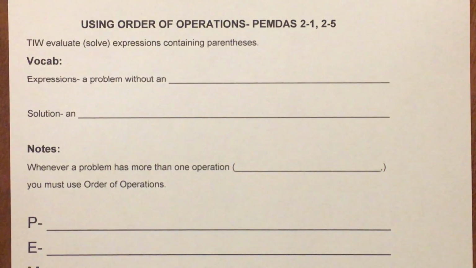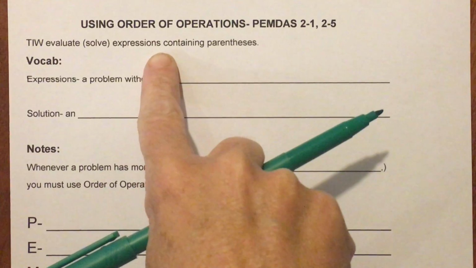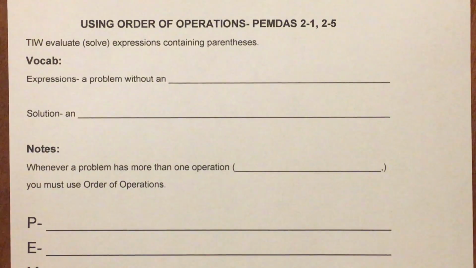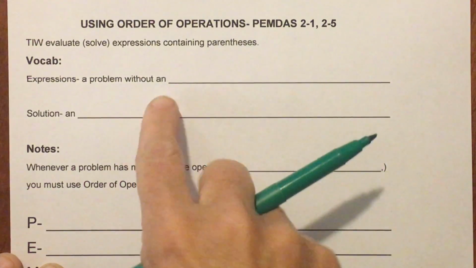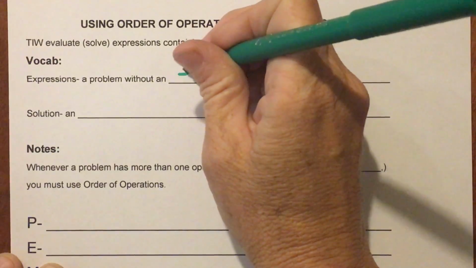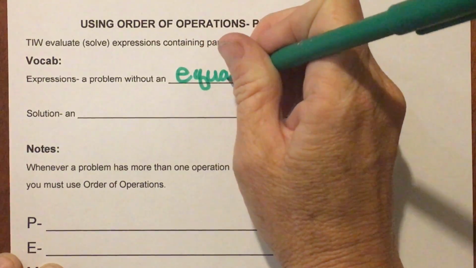Tonight's lesson is our first of Unit 2. It's using order of operations, which is called PEMDAS, 2-1, 2-5. And our goal is we're going to evaluate, which is just a synonym for solve, expressions containing parentheses. So our first vocab word is: what is an expression, if we'll be solving them? An expression is simply a problem without an equal sign.